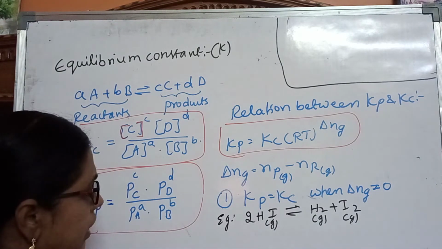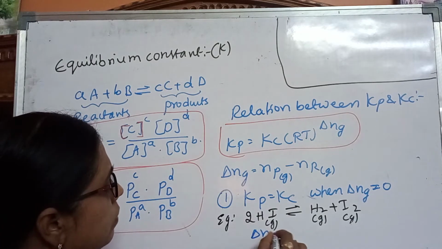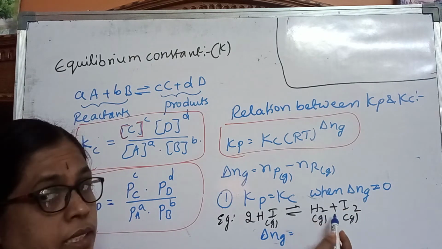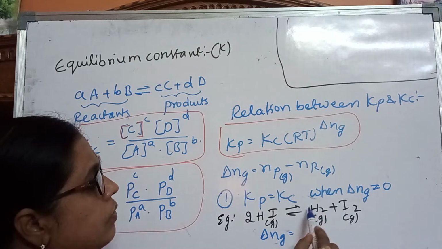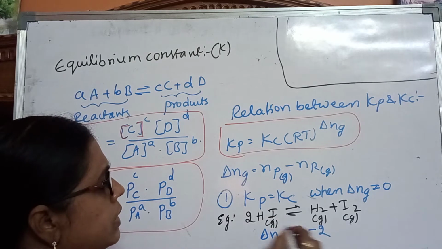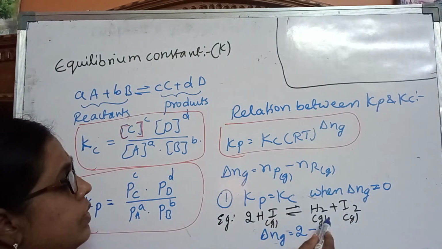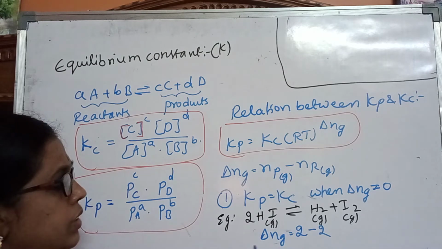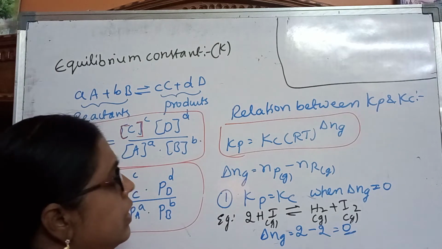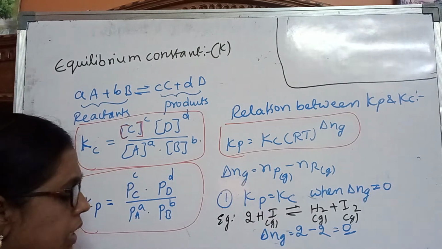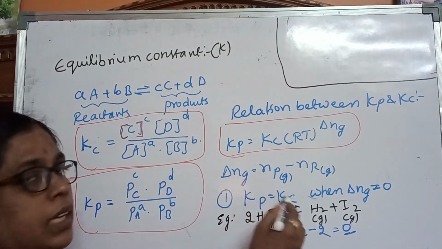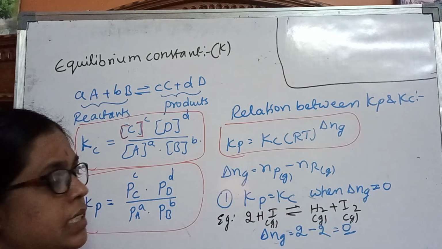For this reaction, delta Ng is the number of moles of products, 1 plus 1, which is 2 moles, minus the number of moles of reactants present in the gaseous state. Here g indicates the gaseous state, so all are present in gaseous state. So 2 minus 2 gives 0. For such reactions, the relation between Kp and Kc is Kp is equal to Kc, when delta Ng is equal to 0.